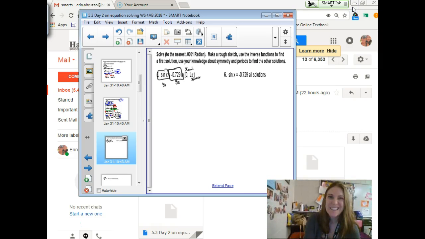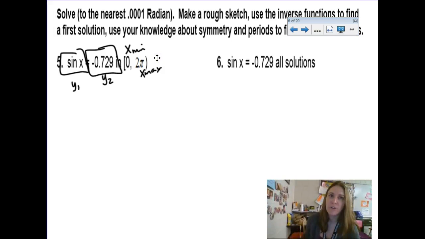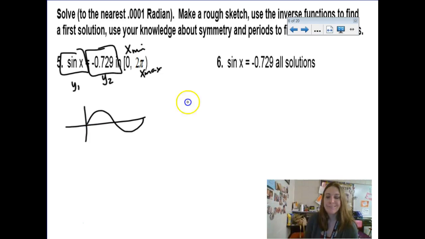Alright, it does say solve, find the first solution, use your knowledge of symmetry, yada yada, period. Okay, so lovely. As always, Abruzzo, very good.